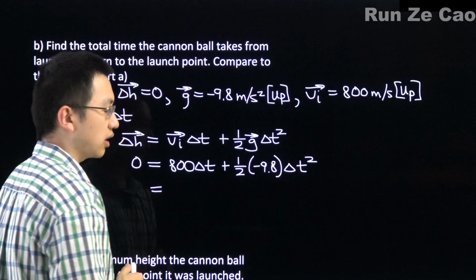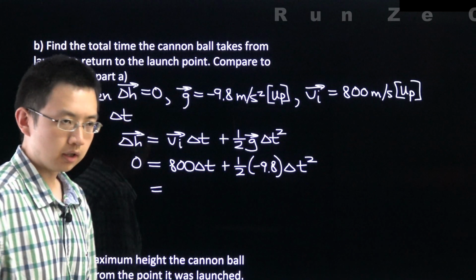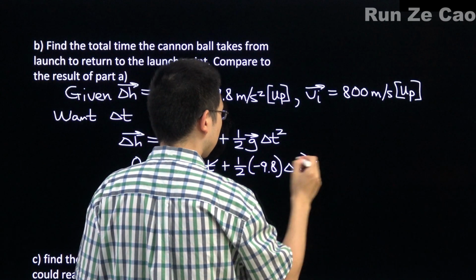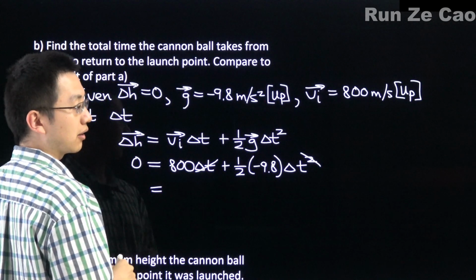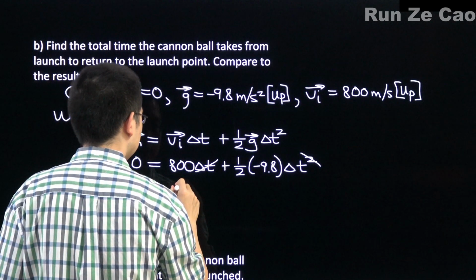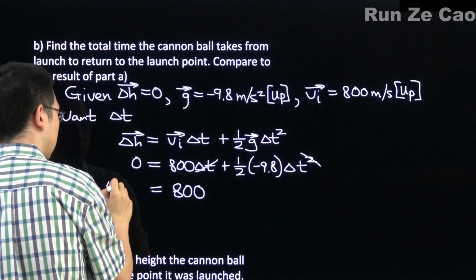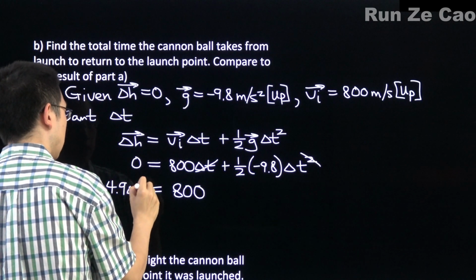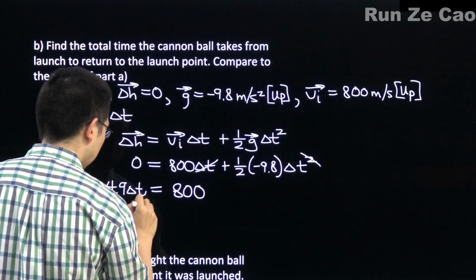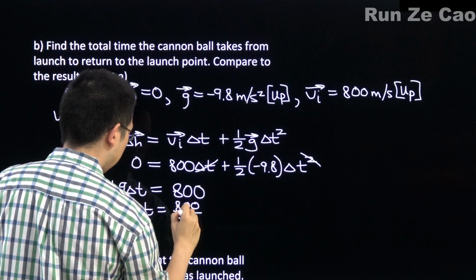Now, one solution to this is that time is 0. 0 equals 0 plus 0. But that's not what we're looking for. We're looking for the other one. That means we can cross this and this out. We can just divide by delta t. And what happens? Oh, we end up with 800 over here and 4.9 delta t on this side because we multiply and then we move that. So delta t is equal to 800 over 4.9.